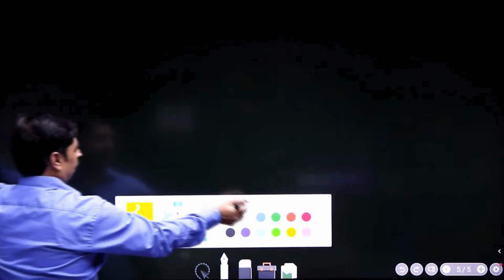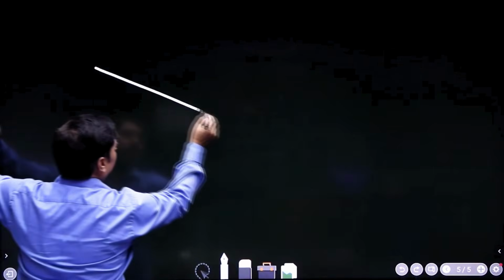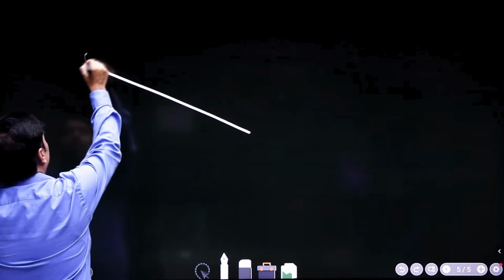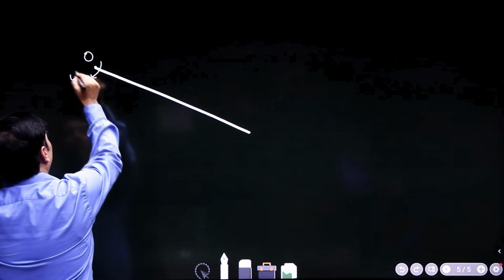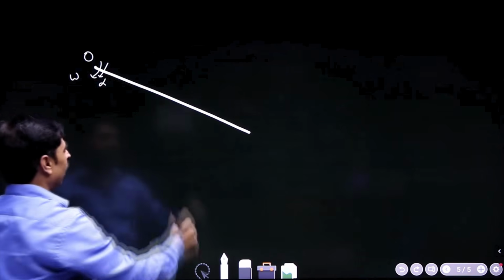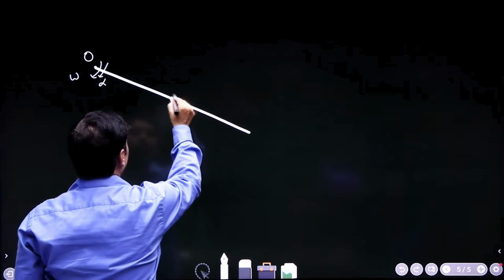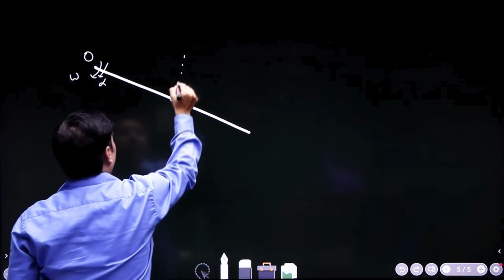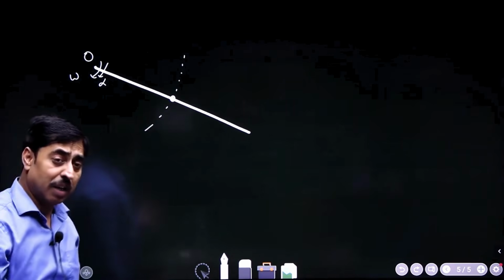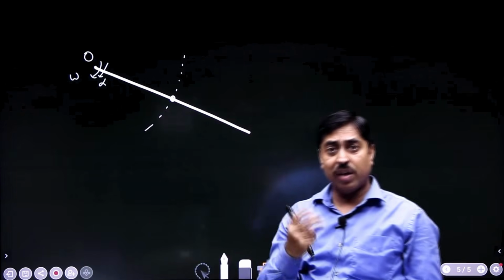Let me change the diagram for the sake of clarity. This is our rod, and this is having an angular speed omega and angular acceleration alpha, right? Now let us worry about the motion of center of mass. Center of mass is of course going in a circle like this, having radius L by 2. Center of mass is an imaginary point which is going in a circle of radius L by 2. Right now, it is having angular speed omega and angular acceleration alpha.